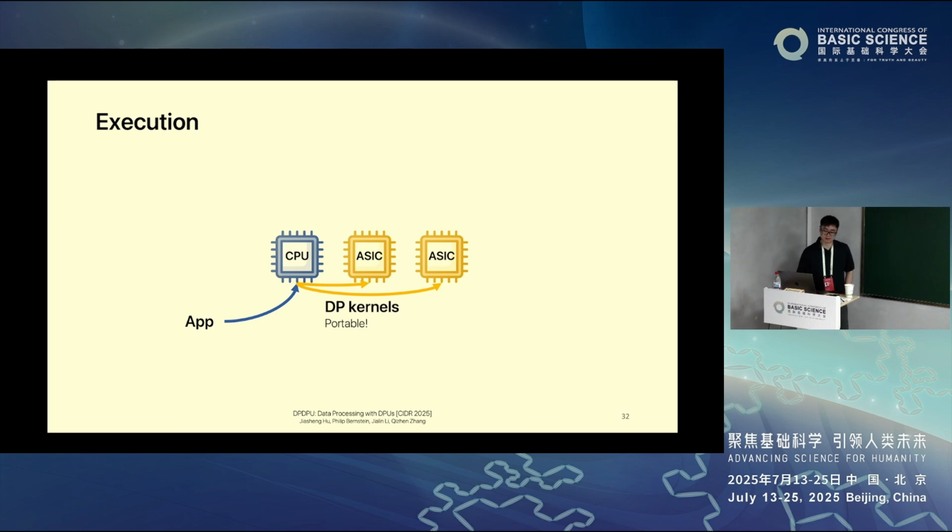And the DB kernels are designed to be portable. These kernels are a software abstraction. They can be ported across different DPU hardware. And if you use the DB kernels to offload, then when you switch to a different DPU, you don't need to worry about reprogramming your application.